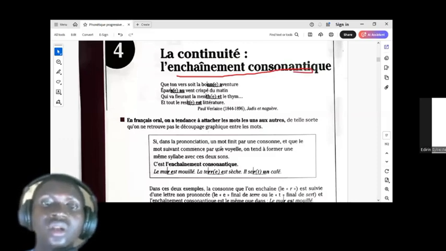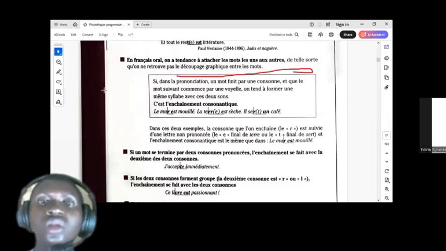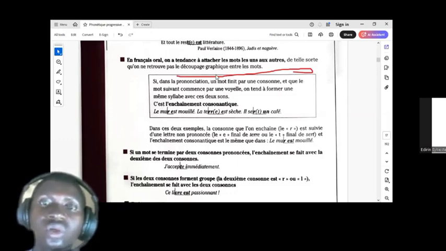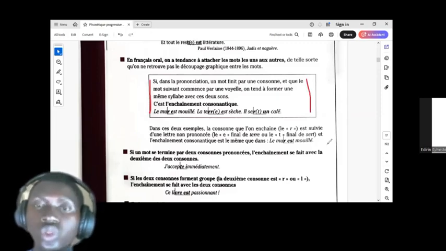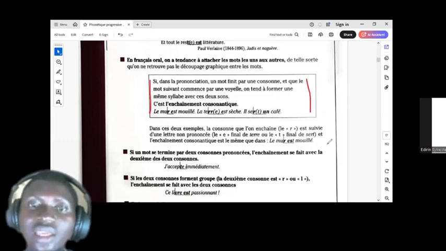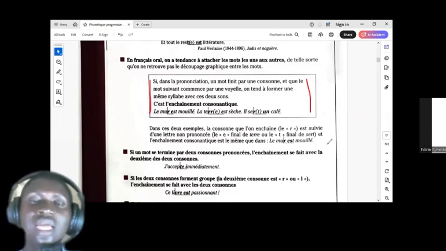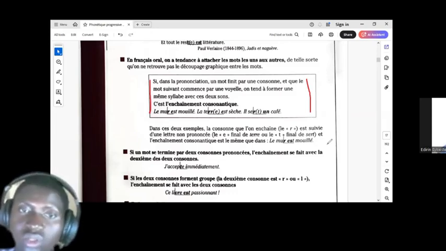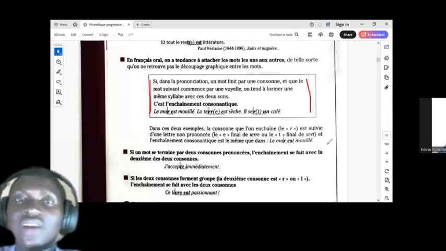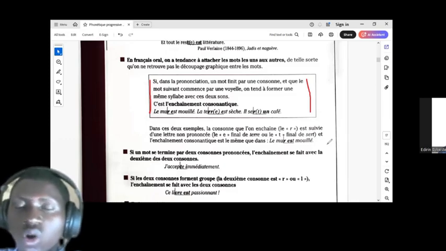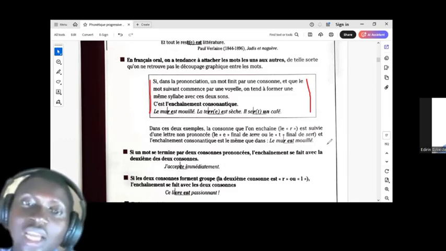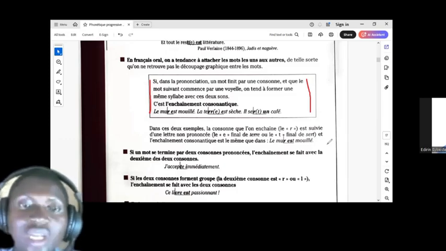According to the writer, it says, si dans la prononciation, généralement, un mot finit par une consonne et que le mot suivant commence par une voyelle, on a formé une même syllabe avec ces deux sons. That is, a word ends in a consonant, and then the next one begins with a vowel. We tend to often want to link that last consonant to the next vowel. We call it l'enchaînement consonantique.